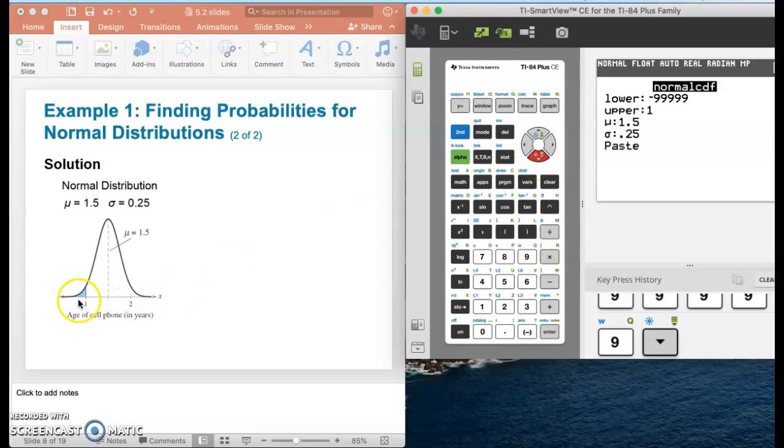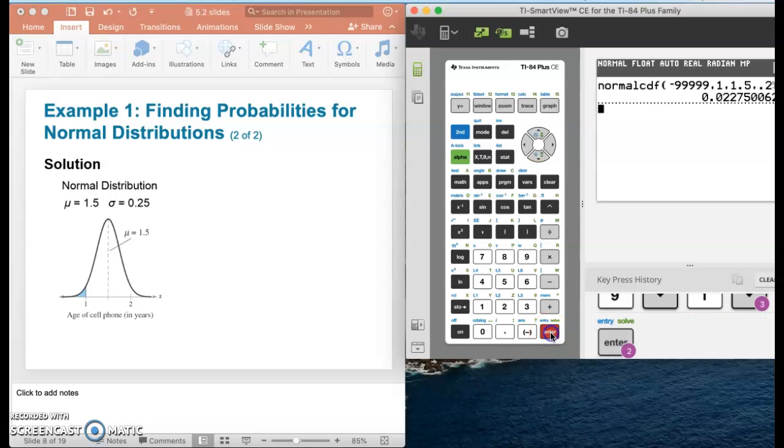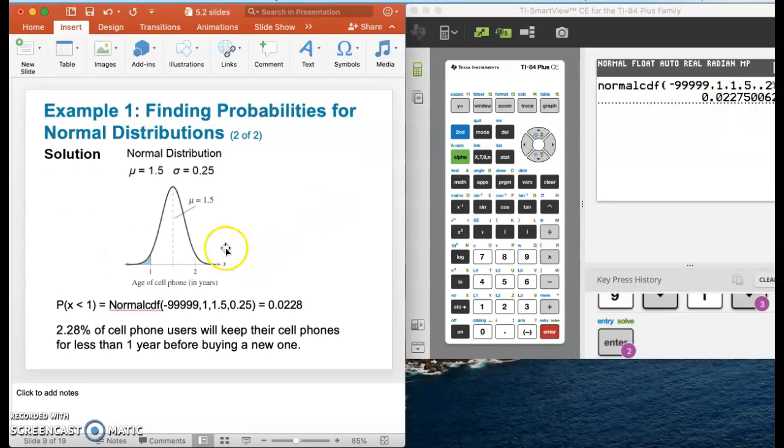Our upper bound is going to be 1 because that's the upper portion of the area that I've shaded. So I'm going to type in 1. The mean is 1.5 and the standard deviation is 0.25. So we're going to put that into our calculator: 1.5 and 0.25, and then we're going to hit enter. Enter one more time, and you can see the area or the probability is approximately 0.0228. And sure enough, that is what I have on my PowerPoint slide here.